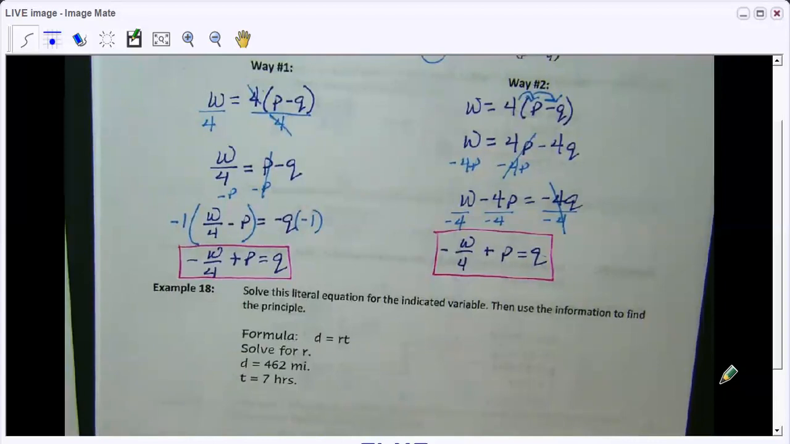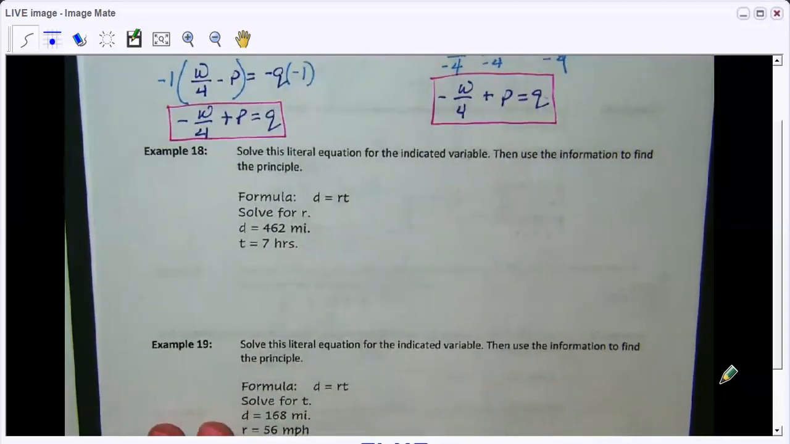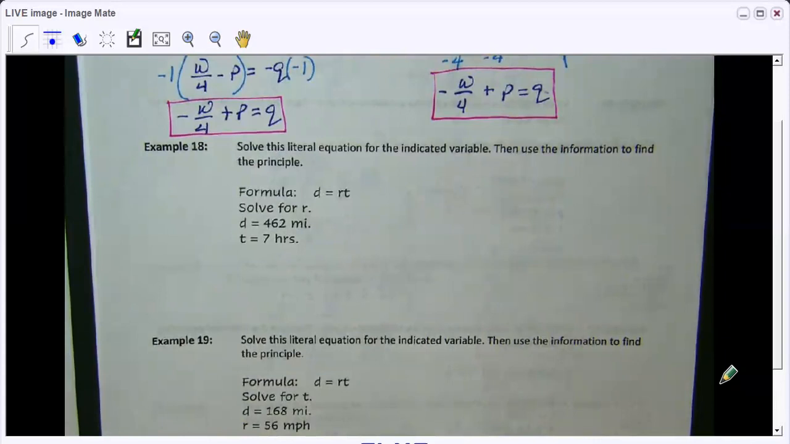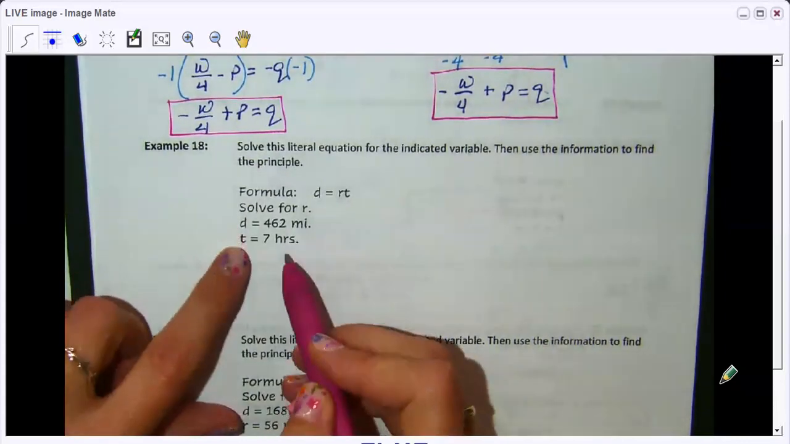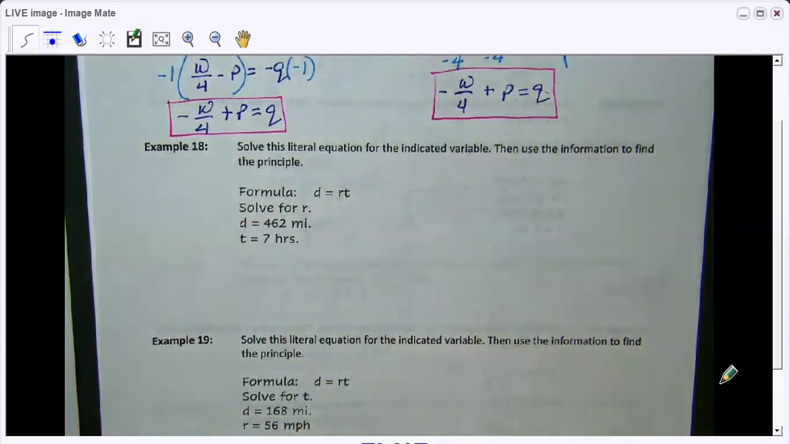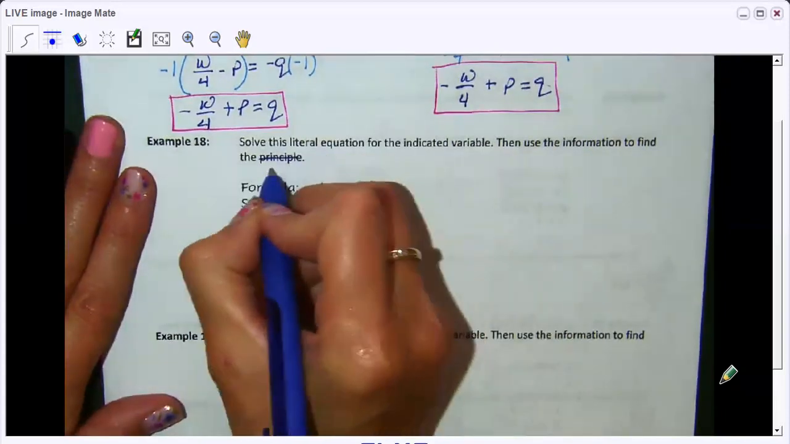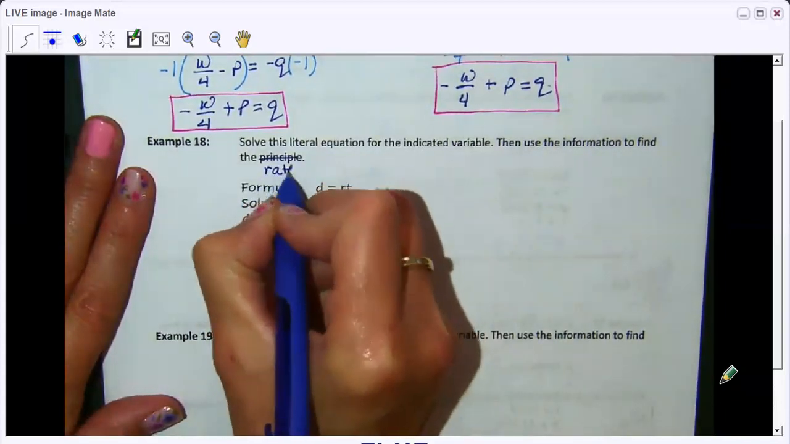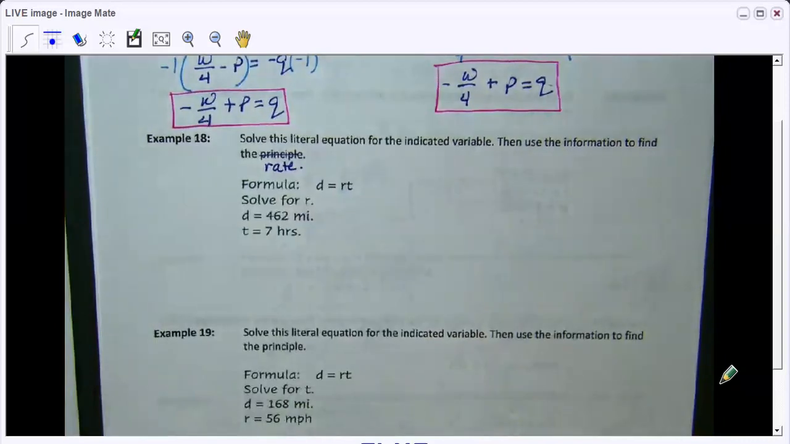Let's move on to example 18. We're going to solve this literal equation for the indicated variable, then use the information to find the principal. Actually, we're not going to find the principal, we're going to find the rate. This is wrong right here, so cross that off and put rate. We have distance equals rate times time.